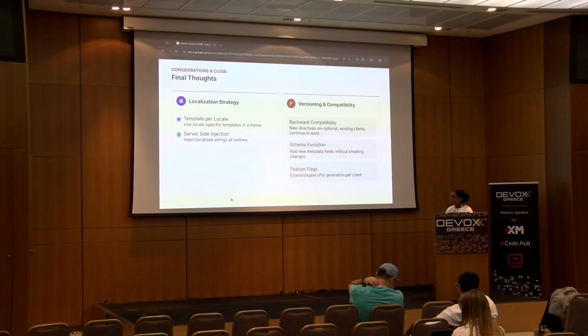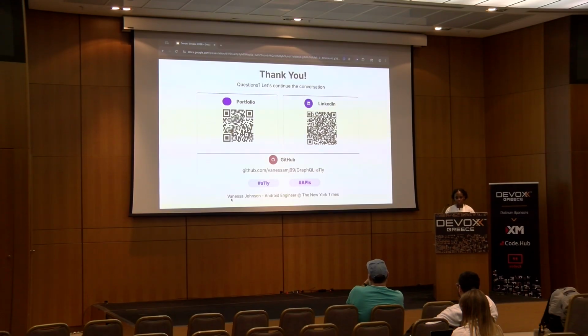Same thing with the localization. It could be a server-side injection or a template, but for versioning compatibility, you can use feature flags to gradually implement this or test it out. Backward compatibility for new directives is optional. Since these are custom directives, it's up to you what you include and what you don't include. And then schema evolution, so you add new metadata fields without breaking changes.